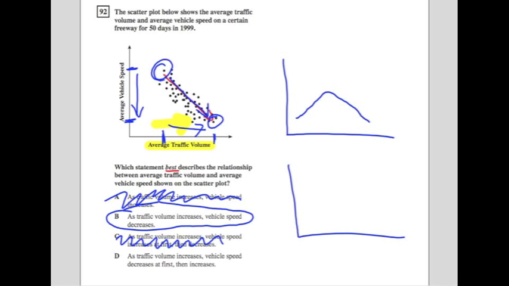All right, and D says, as traffic volume increases, vehicle speed decreases at first, then increases. Well, once again, that's going to look the opposite of the first one we did, of C, I mean. So as traffic volume increases, speed decreases, so speed is going down, and then increases, so it goes back up. Okay, that's not right. That's not what our graph looks like. So that just confirms that my answer is B.